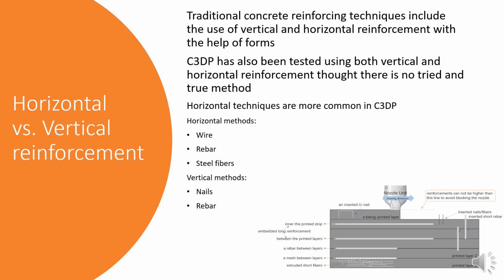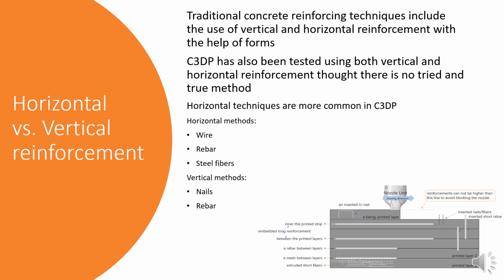There are currently not many effective vertical reinforcement techniques, though inserting small vertical nails or rebar while printing is an option. In the image below, there are a few examples of these horizontal and vertical techniques. We can see, on the bottom, extruded short fibers, a mesh between layers, rebar between layers, and embedded long reinforcement between layers and within the printed strip. On the top there, we see the nozzle unit. It's moving to the right.